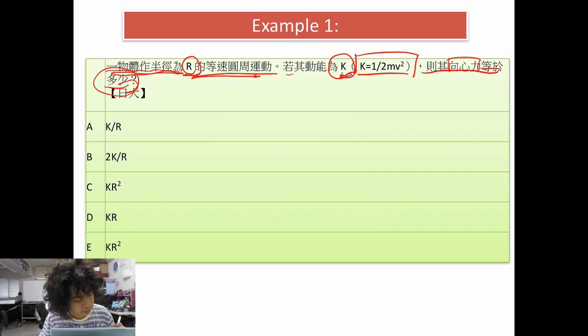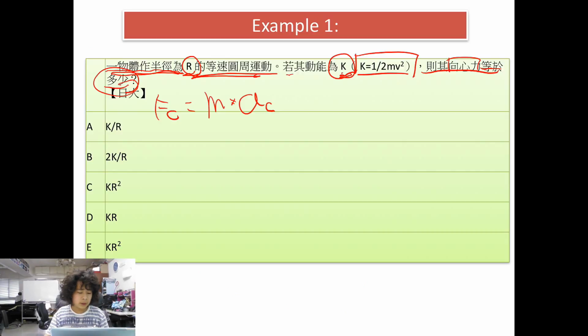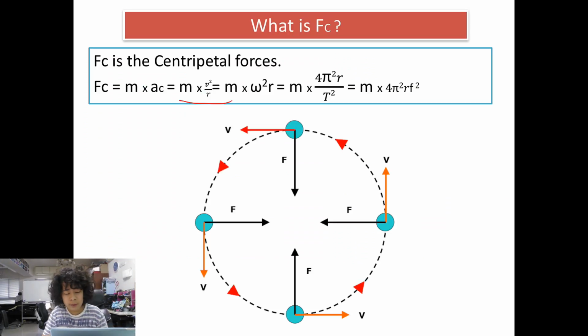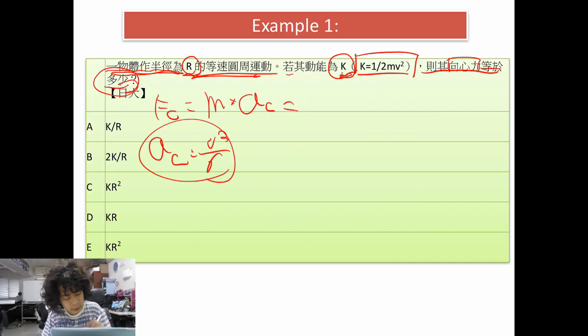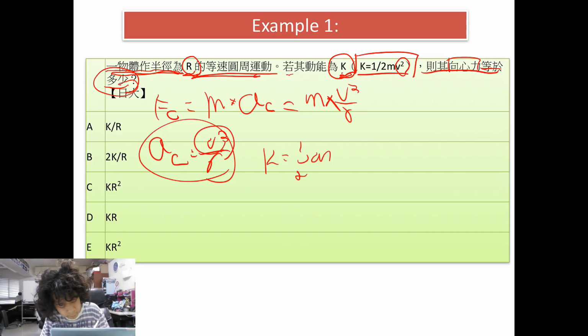Remember, Fc equals m times Ac, so you can directly use this formula, or you can first calculate Ac and multiply it by m. First you have to know Ac, because Ac equals v squared divided by R. Now we know K. Since K equals 1/2 mv squared, v squared equals 2K divided by m.